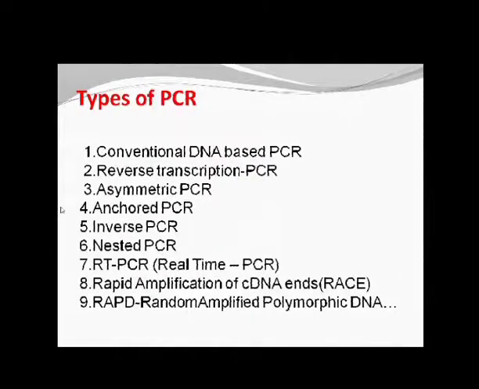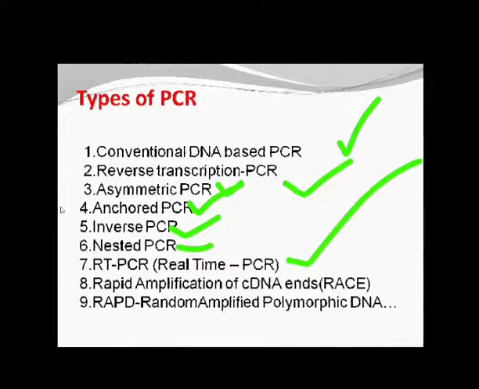And types of PCR. Conventional DNA based PCR, reverse transcription PCR, asymmetric PCR, anchored PCR, inverse PCR, nested PCR, RT-PCR, real-time PCR, and rapid amplification of cDNA ends, that is called RACE, and rapid random amplified polymorphic DNA.